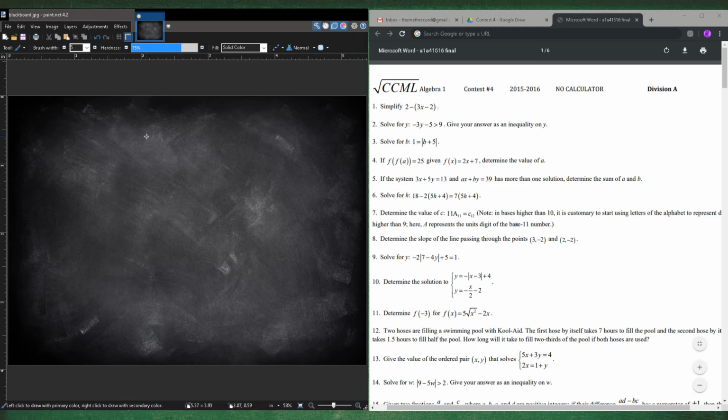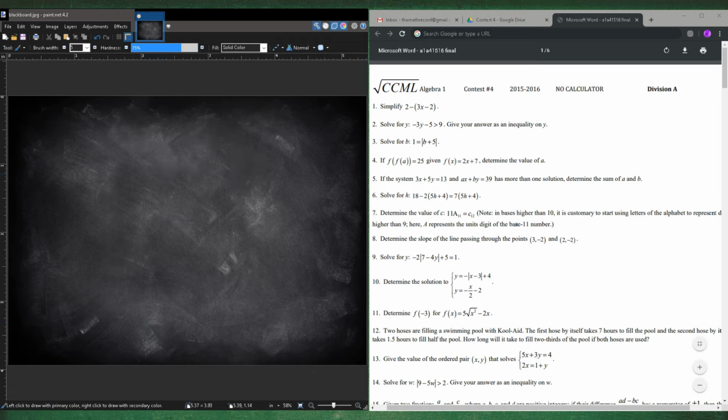Okay, number 2, solve for y. Negative 3y minus 5 is greater than 9. So we have negative 3y. Get the negative 5 to the other side, so you add 5 to both sides, so you get 14. And then divide by negative 3. When you divide by a negative, you change the sign, so this becomes less than negative 14 over 3. So this would be your answer. y is less than negative 14 over 3.